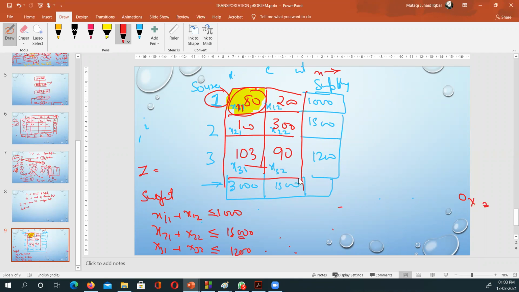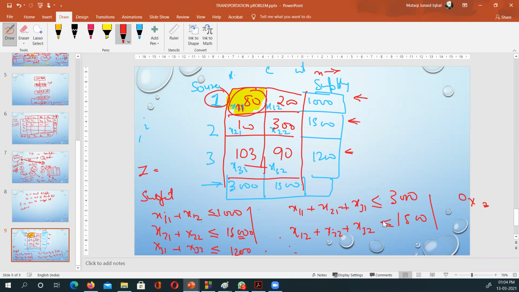Now these 3 I did for my supply constraints. With this we have 2 more, that is my demand constraints, that is this plus this plus this. That means x of 11 plus x of 21 plus x of 31 should be less than or equal to 3000. And for this one I have x of 12 plus x of 22 plus x of 32 should be less than or equal to 1500. Now these will be my 5 constraints. 3 of them will be the supply constraints and 2 of them will be demand constraints.